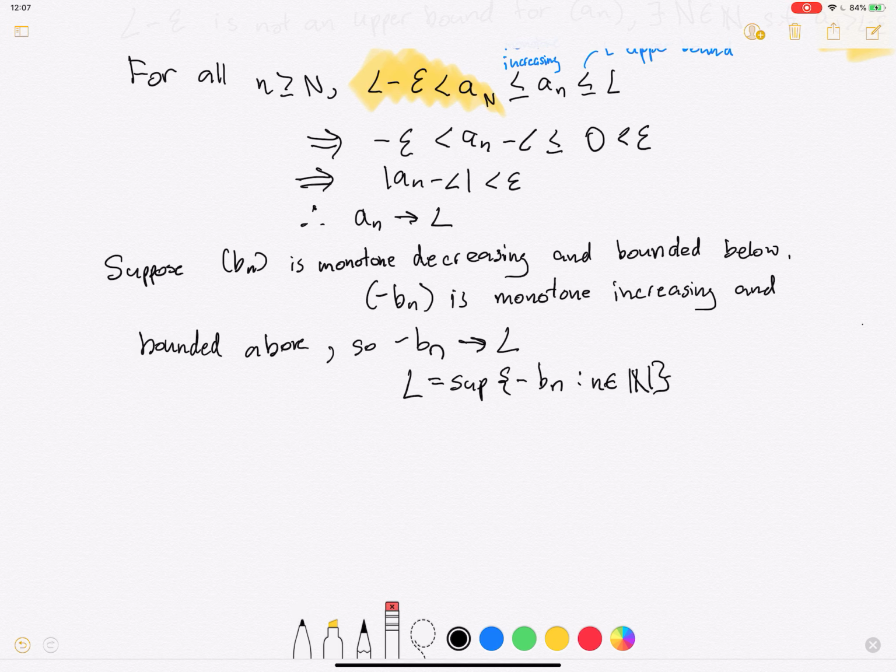And so that means that from a previous property, b_n approaches negative L, because alpha times negative b_n approaches alpha L, where alpha here equals negative 1. From the properties of limits, and we're done. b_n converges. So b_n converges.